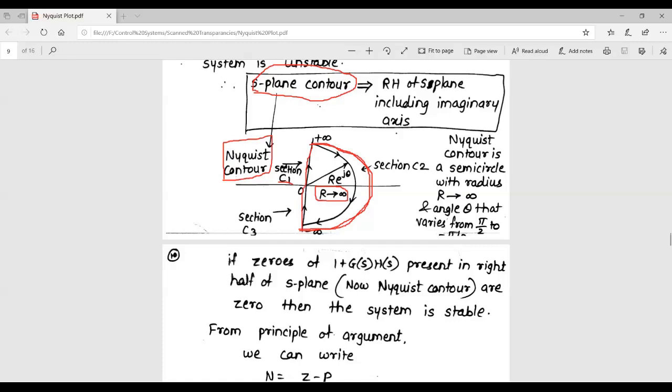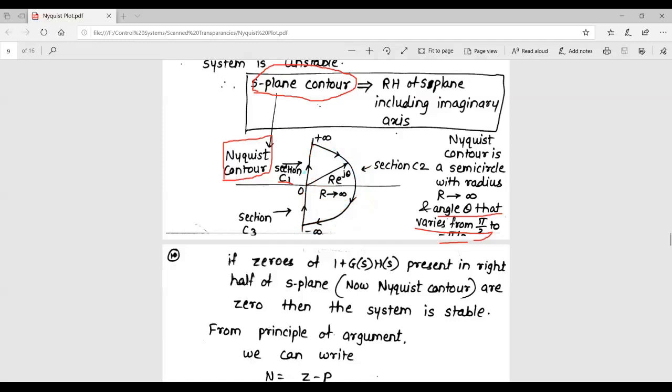So this Nyquist contour, or contour in the S-plane, which we were denoting as C, is the right half of the S-plane. And here the angle theta varies from plus pi by 2 to minus pi by 2. This is the plus pi by 2 line, right? So plus 90 up to minus 90. This shows the direction of the Nyquist contour. The direction starts from plus pi by 2 and ends at minus pi by 2, right? So the direction is clockwise.